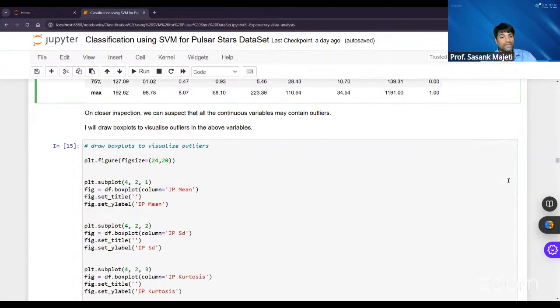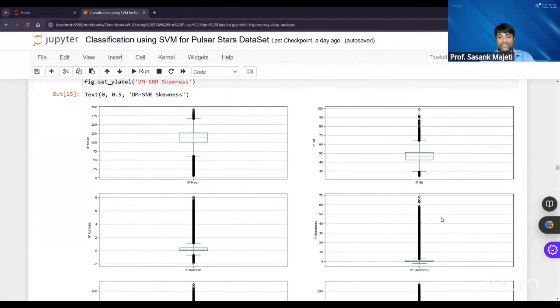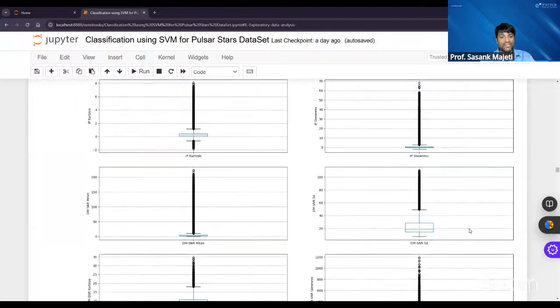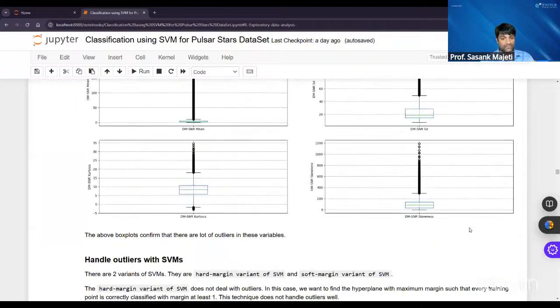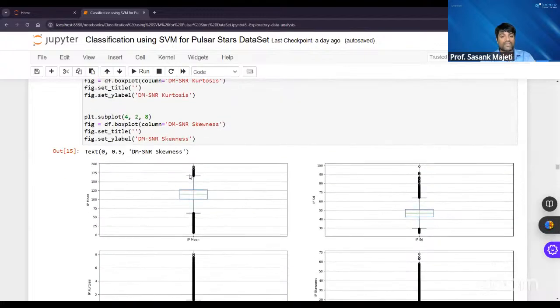So now let us go forward and, for all the 8 columns, plot the box plots to identify any outliers in the data set. This is how we are going to identify them. There are a lot of outliers in the data set; in every column, we have some outliers. In the box plot, something outside the box is an outlier. You can see a lot of black points outside the box.